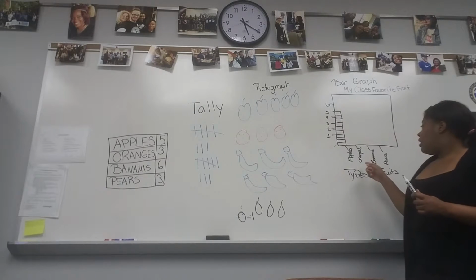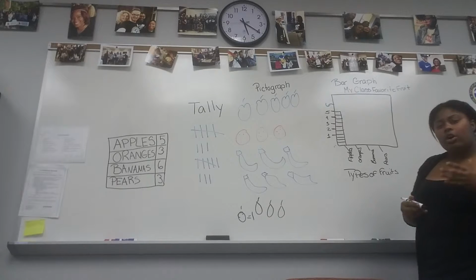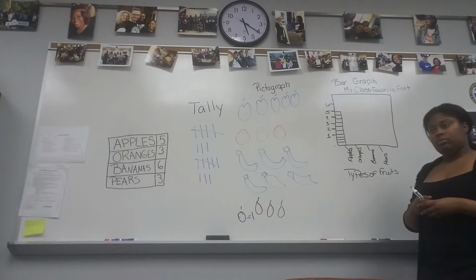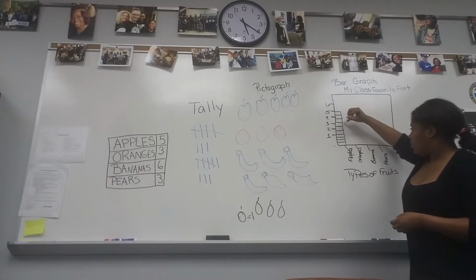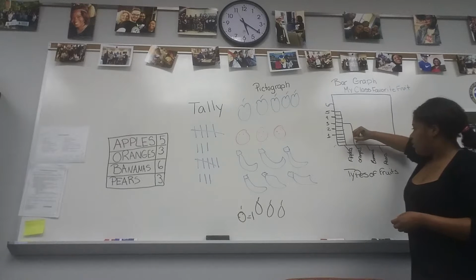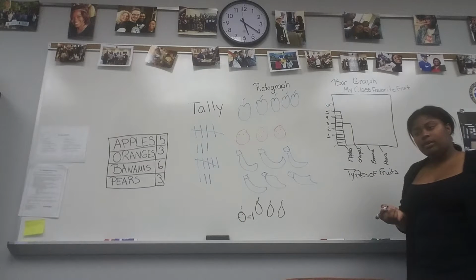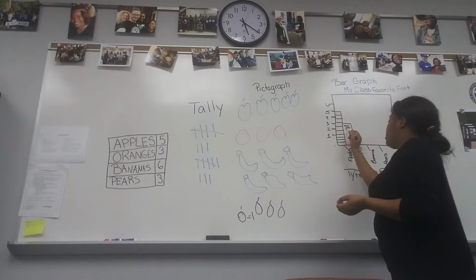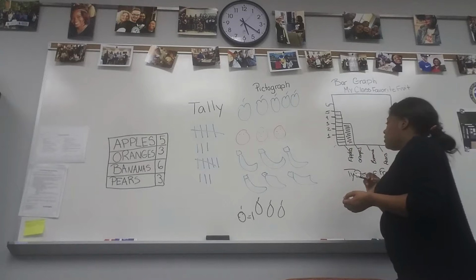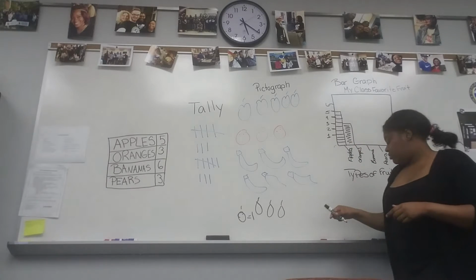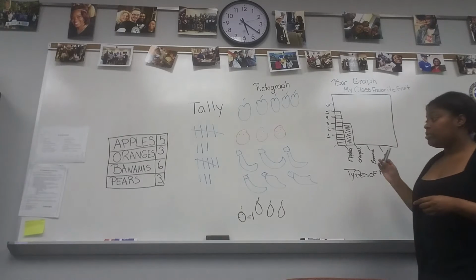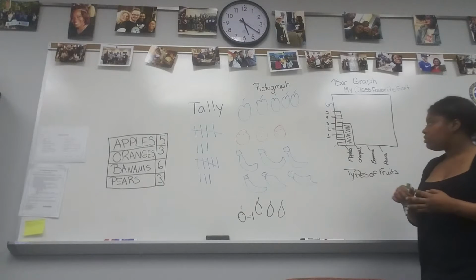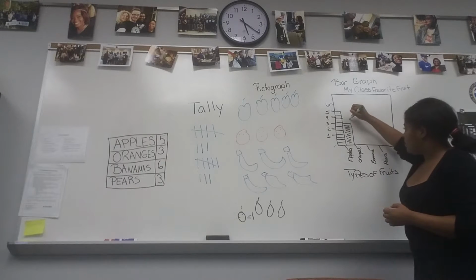Alea, how far up should our oranges bar go? Up to 3. Yeah, so it goes up to our 3 line and comes down. Do you have any type of design that you would like to put on it? Scribble all the way down. Okay, so you want to scribble all the way down. Now for bananas. How far up should bananas go? 6. Okay, so you made it go all the way up to 6.